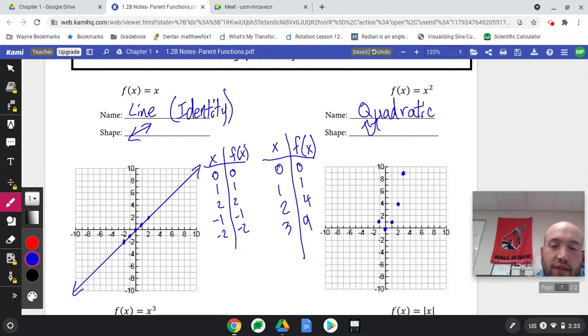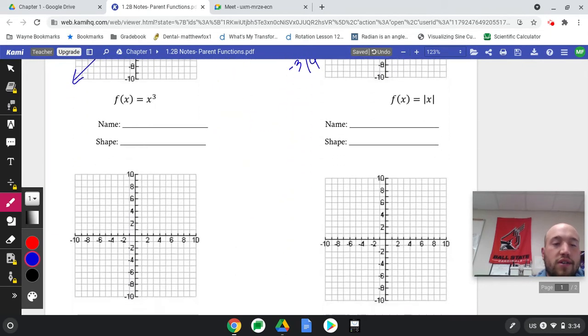So back to the left, it'll be the same. If it's -1, it becomes 1. -2 is 4. -3 becomes 9. And there's our parabola. If at any point you need to pause for more time, feel free to do it.